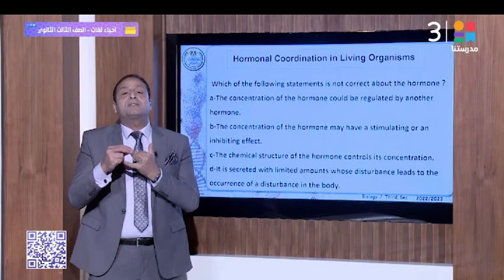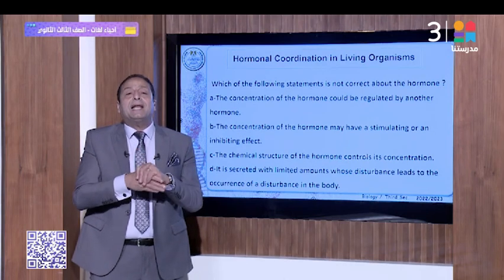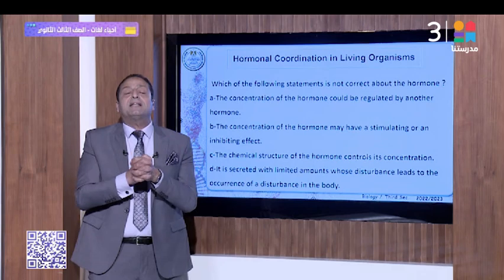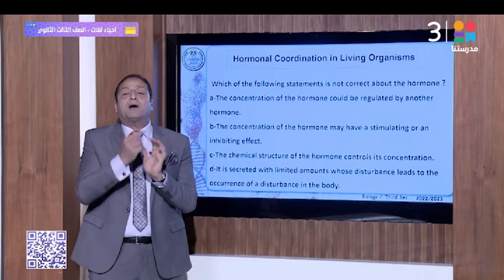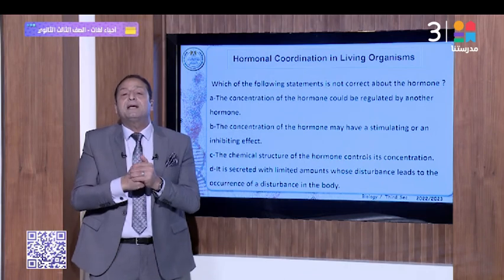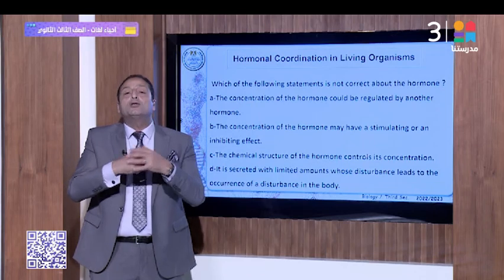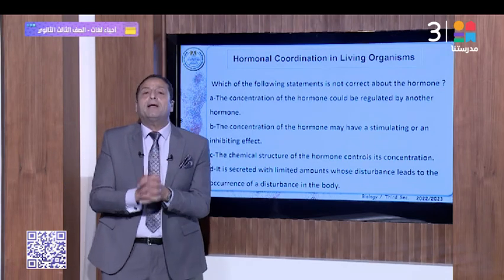The testis is also considered both an endocrine and exocrine gland. Exocrine glands have internal secretions and external secretions. Internal secretion is, for example, saliva. External secretions, for example, is the sweat secreted during a hot day to regulate body temperature.